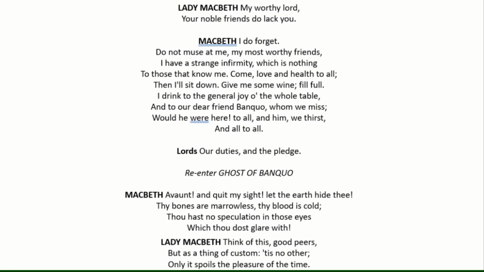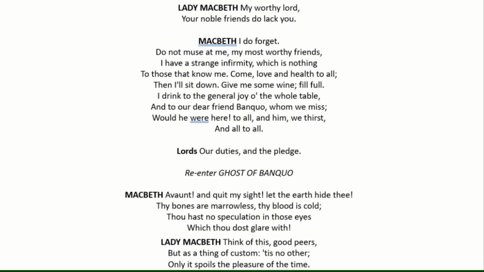Again, this is one of the quotes that we're going to annotate in a little bit more detail. But he's saying, "Go, get out of my sight, stay in your grave. Your blood is cold and there's no marrow in your bones. And you're staring at me with eyes that have no power to see because you are dead."